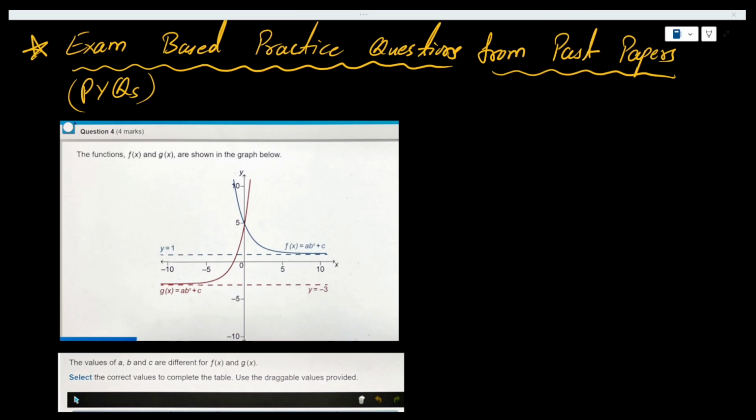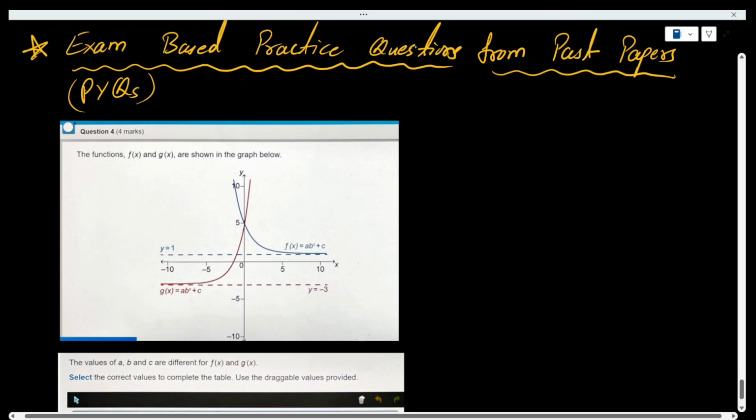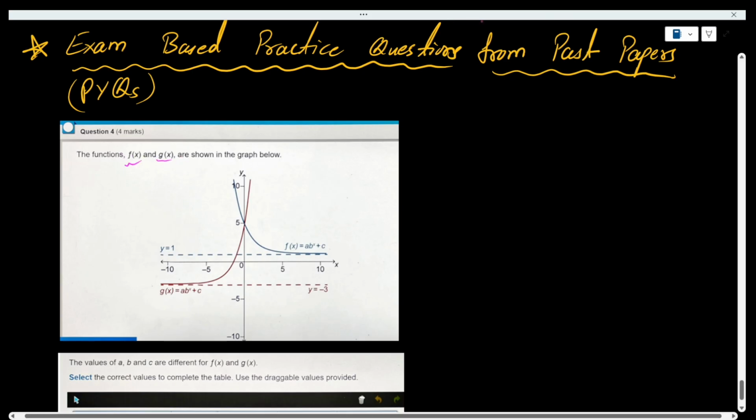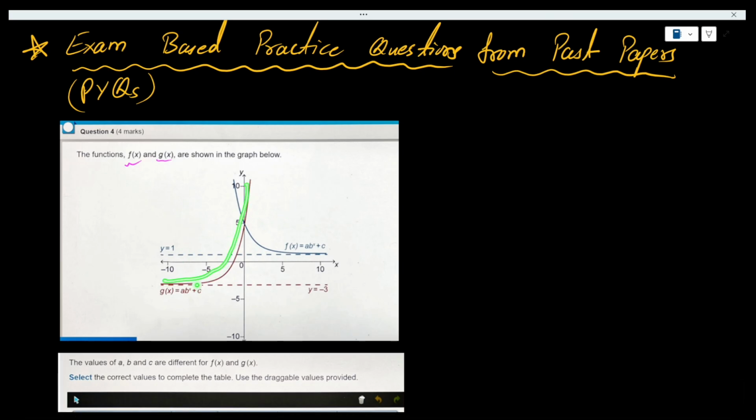Now let us see exam based practice questions from the past paper. Here the weightage given is 4 marks. This is from the extended paper, functions f(x) and g(x). Now when you see these two functions, you know that this red color graph is representing exponential increase, and this is the exponential decrease graph.